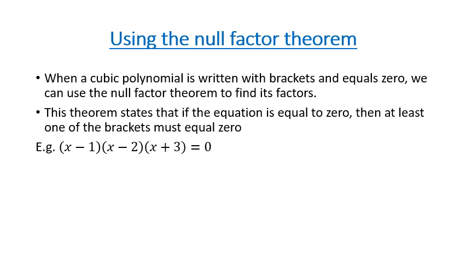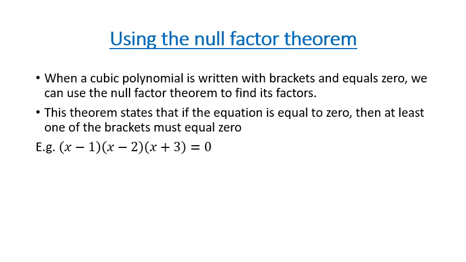So using the null factor theorem, basically when a cubic polynomial is written with brackets and equals 0, we can use the null factor theorem to find its factors. The null factor theorem basically states that if an equation equals 0, then everything that is multiplied together, at least one of those things must equal 0.